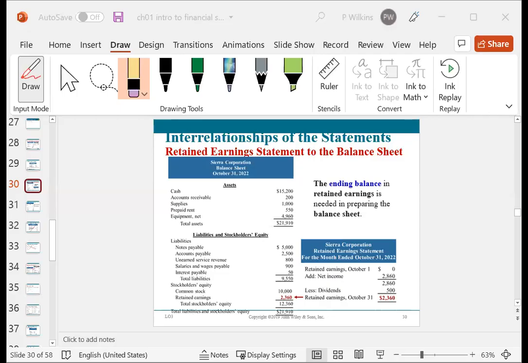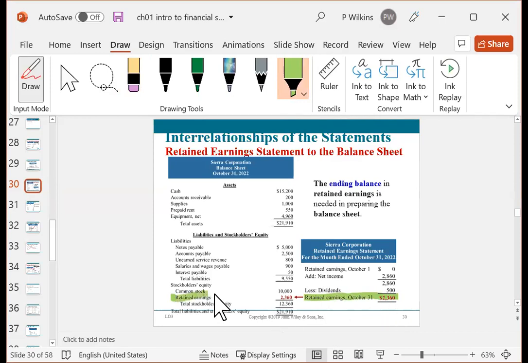Okay. All right, so now we are going to look at the balance sheet. What we're going to look at first is just showing you where the number for retained earnings flows over to the balance sheet, and then we're going to look at the balance sheet in detail. You'll see here on the right-hand side of the screen where retained earnings is. We just did that. We got 2360, right?